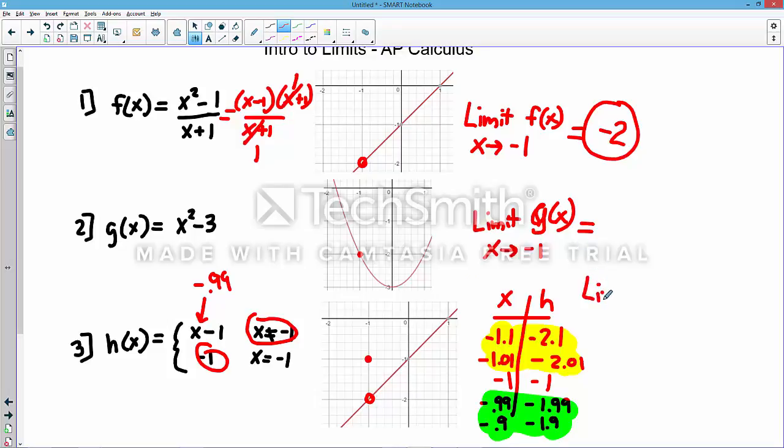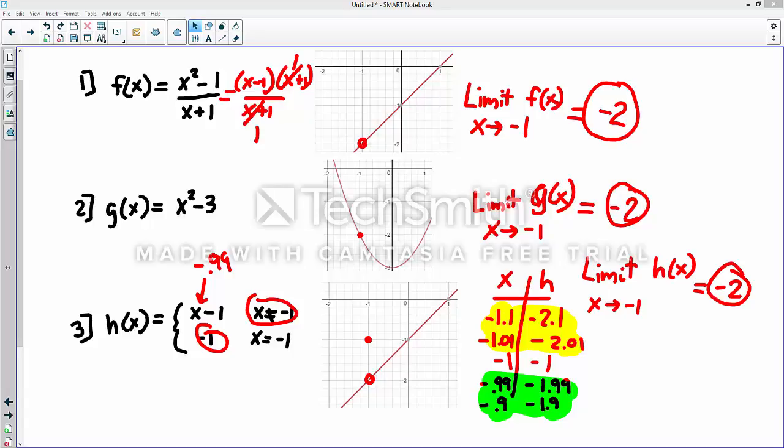So the limit as x approaches, but never reaches, negative 1 for h of x is equal to negative 2. And this was negative 2 also before. Okay. The next example we'll look at is when something doesn't have a limit.